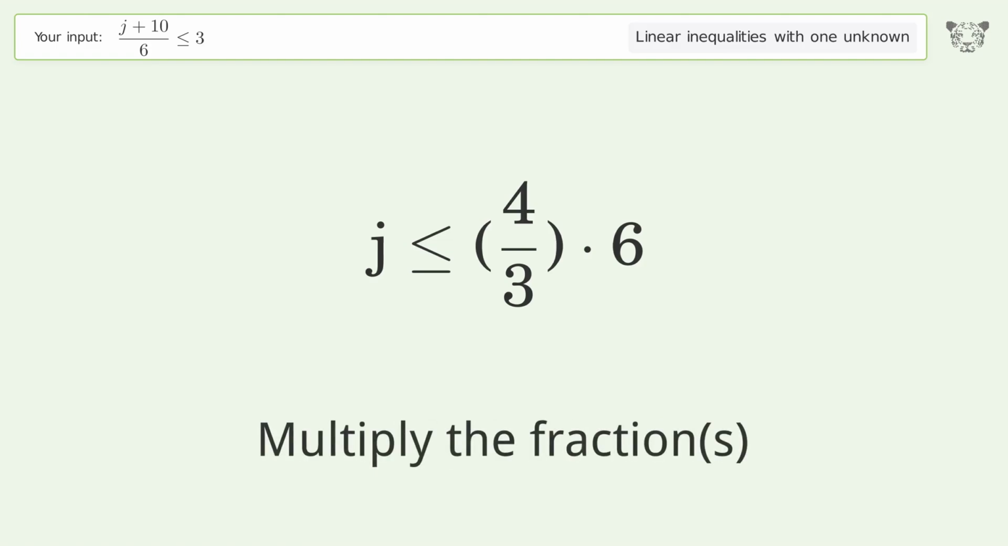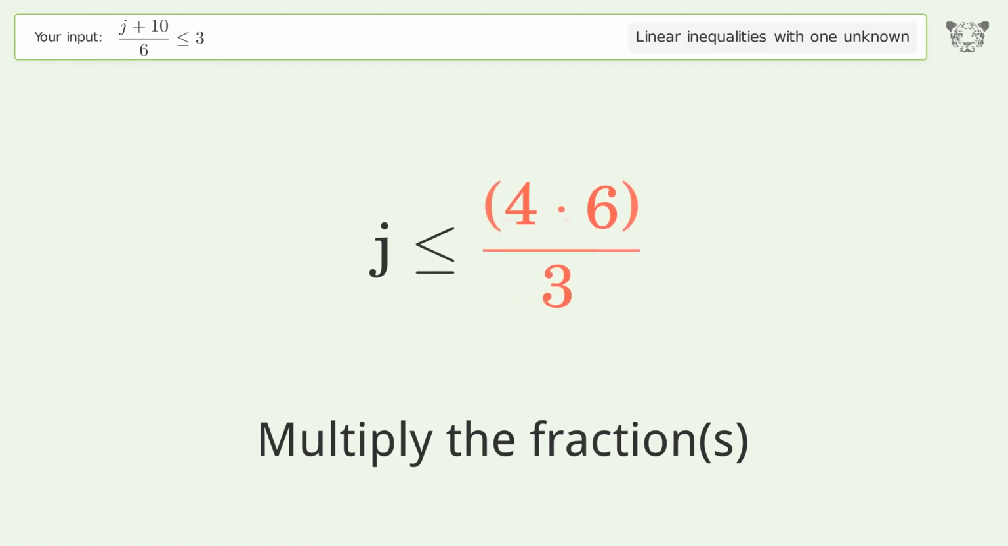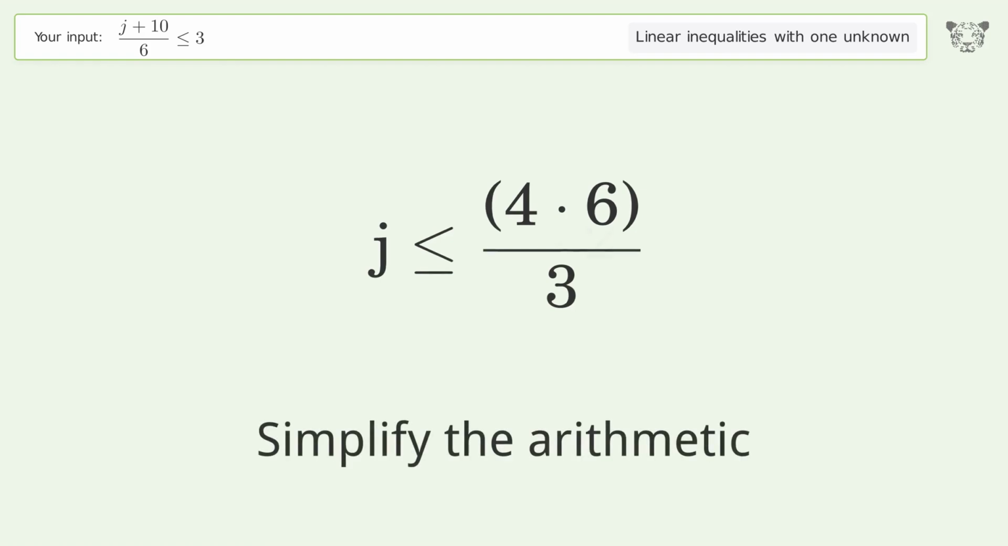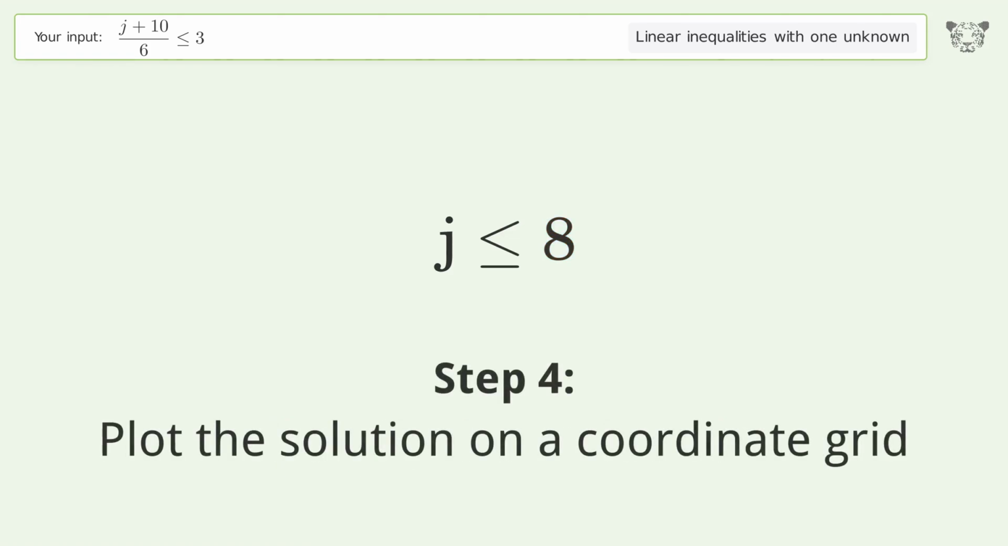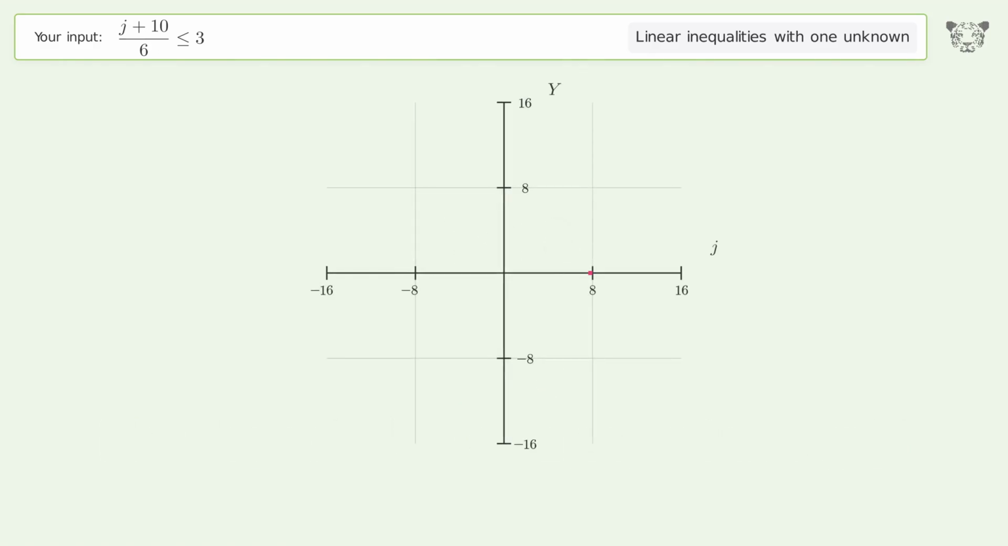Multiply the fractions. Simplify the arithmetic. Plot the solution on a coordinate grid. And so the final result is j equal or smaller than 8.